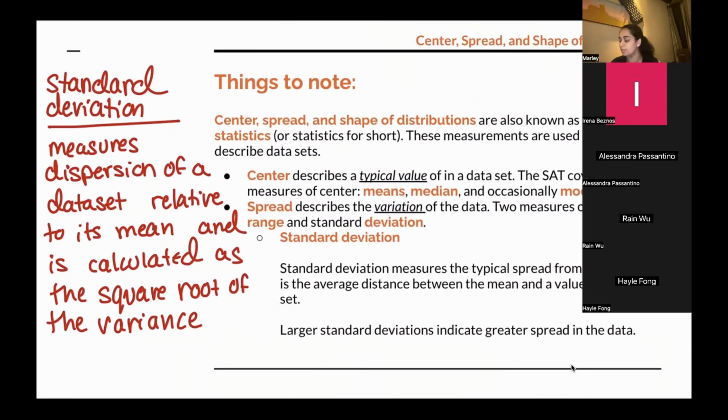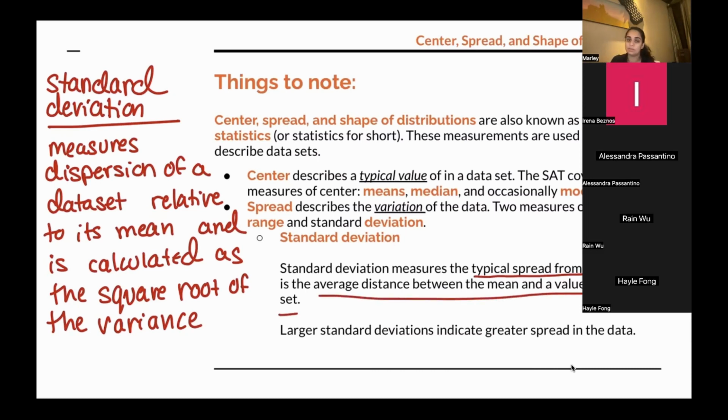They're just really trying to see, I'll explain. So the most important thing to note is the center, which is mean, median, mode. I think we know that. Mean is average, median is the middle, and mode is the most. The spread is the variation of the data, from the largest value to the lowest value, usually the difference between those values. And standard deviation on the SAT is the typical spread from the mean, the average distance between the mean and the values in the data set.